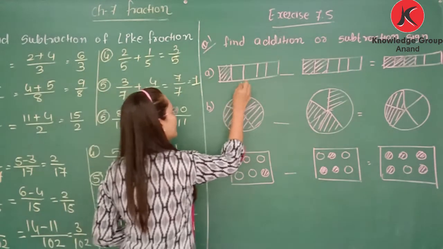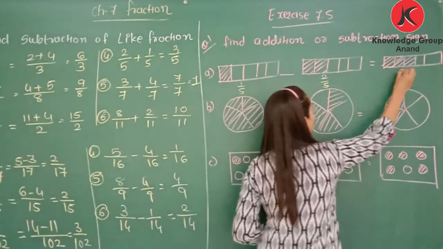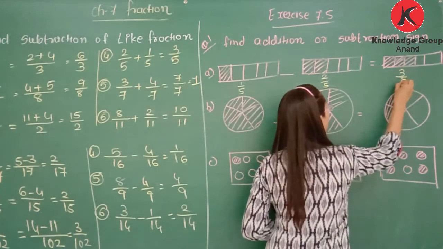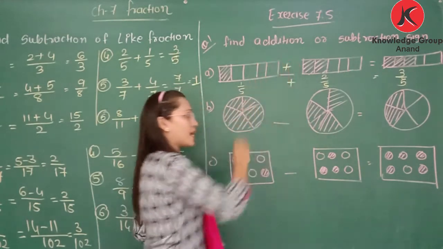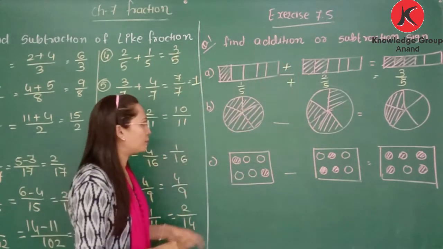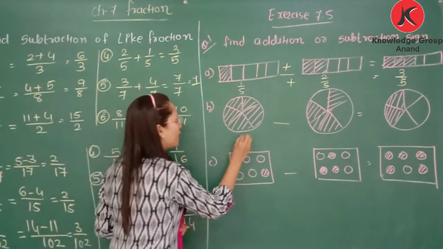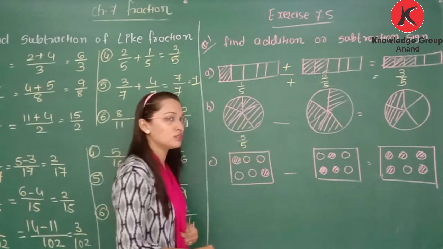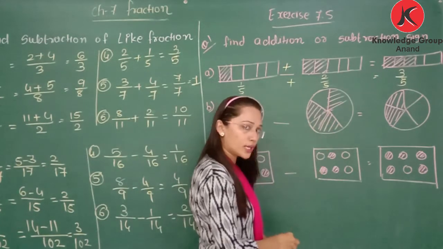So here we can write it is 1 by 5. This is 2 by 5 and the answer is 3 by 5. So how can we get this? If we perform the addition. So here the plus sign will be there. Now here total 5 parts are there. So we can write 5 by 5 as a fraction. Here from 5 parts, 3 parts are shaded.